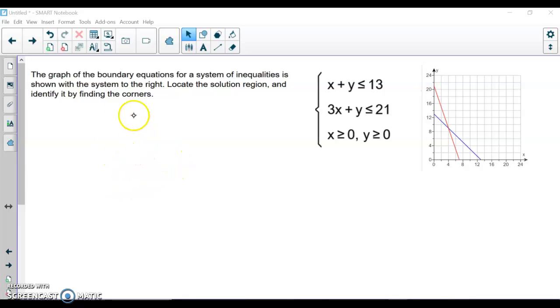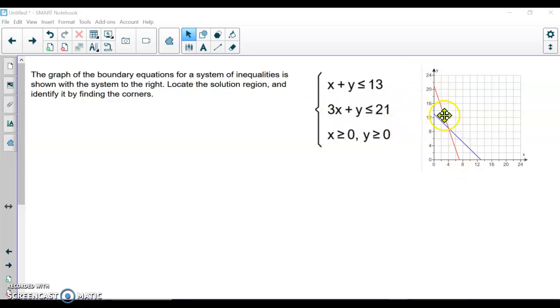Okay, so it says the graph of the boundary equations for a system of inequalities is shown with the system to the right. Locate the solution region and identify it by finding the corners. So they've given us a system of linear inequalities. It's a system. We've got more than one equation. In this case, we've got two relationships for x and y, and they're asking us to find the solution region.